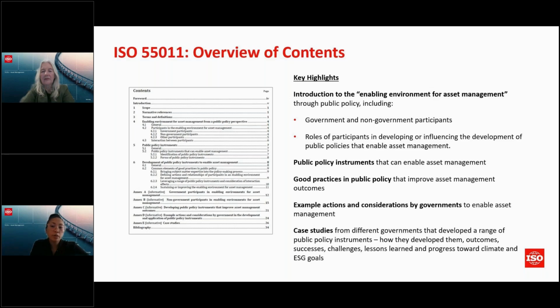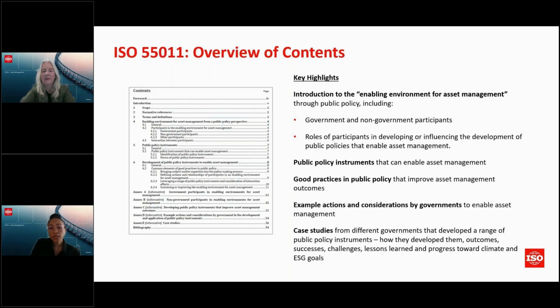We try to develop a flexible framework that offers tailoring to your own jurisdiction's unique needs and context. Detailed case studies and examples are included from other countries, including what policy instruments were developed and or applied, how, and the benefits and lessons learned. The standard includes case studies, for example, from Canada, from Japan, Portugal, and Australia, with more underway.